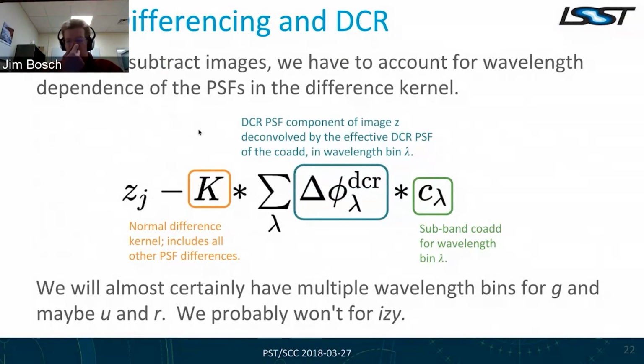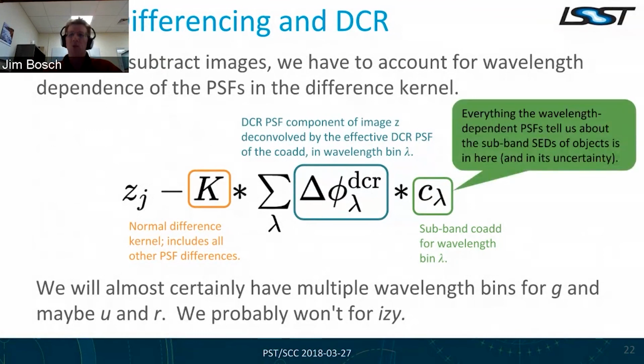It's worth pointing out that this is primarily for DCR. That means we're going to focus this work on the bands where we have DCR. So we will almost certainly have multiple wavelength bands inside the G band. We might have it for U and R band as well. We probably won't for IZY, where the DCR is really negligible.